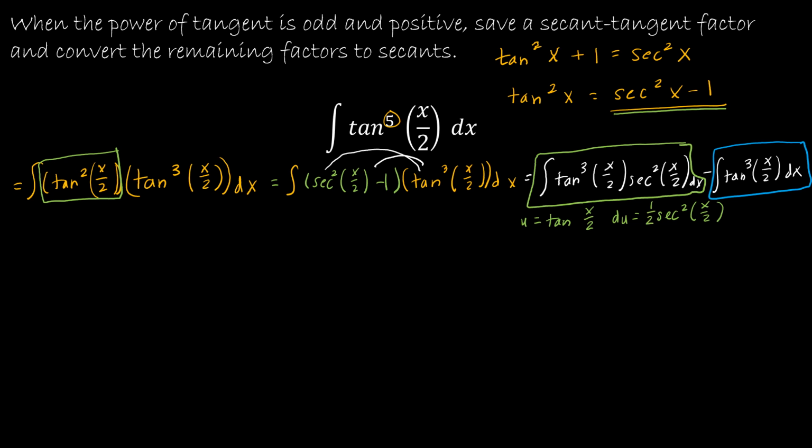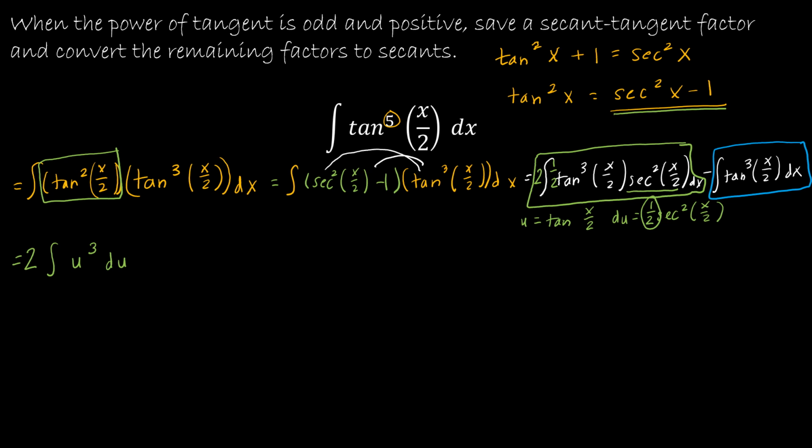So that means I'm going to take my green integral, my first integral, the one I'm working with right now, and I'm going to replace tangent cubed of x over 2 with u cubed, and I'm going to replace secant squared of x over 2. And again, I need this 1/2, so I'm going to put a 1/2 on the inside, which means I need a 2 on the outside. So I have 2 times the integral of u cubed du. So I've successfully rearranged and substituted for my first or green integral.